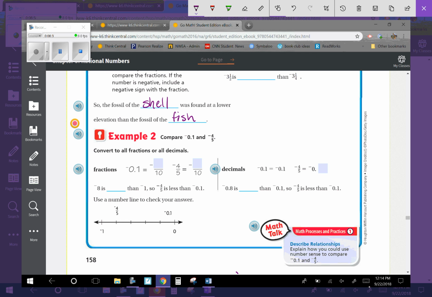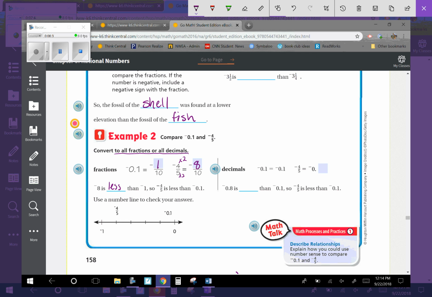Example 2, you can compare -1/10 and -4/5. Convert to all fractions or decimals. Again, we've done this before. So if I were to convert to fractions, I would take -1/10 and just write it as it sounds. -4/5, if we turn that into tenths, to get fifths to tenths, we have to multiply the top and the bottom by 2. 5 times 2 is 10. 4 times 2 is 8. So now -8 is less than -1. So -4/5 is less than -1/10.